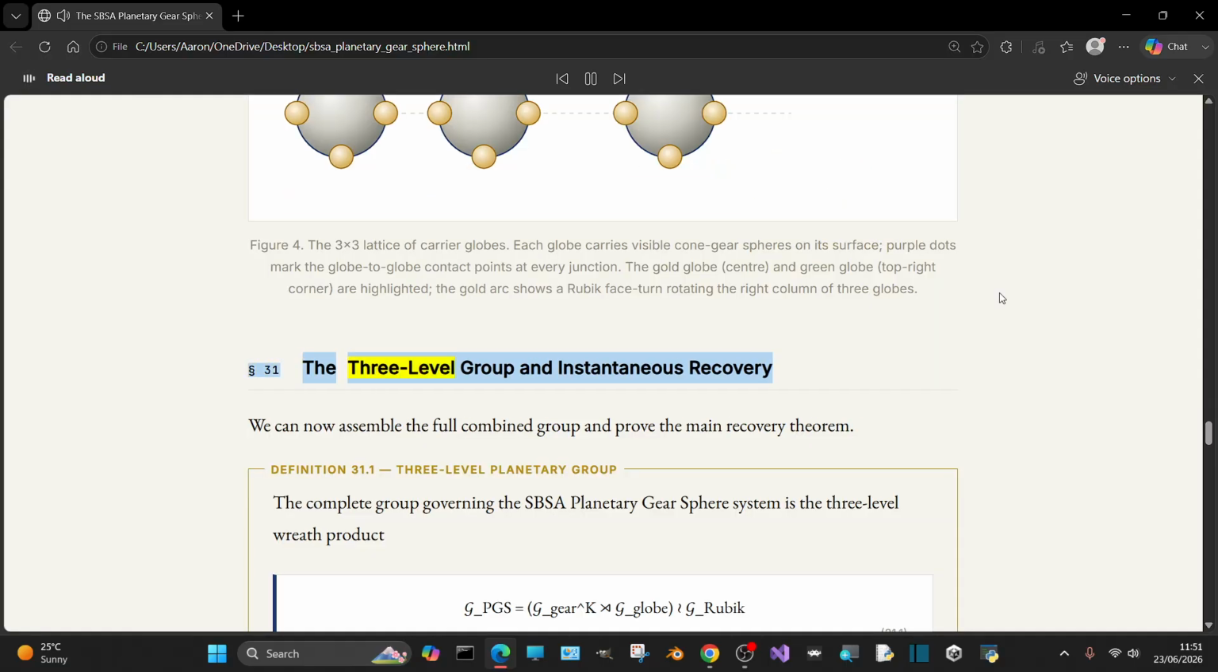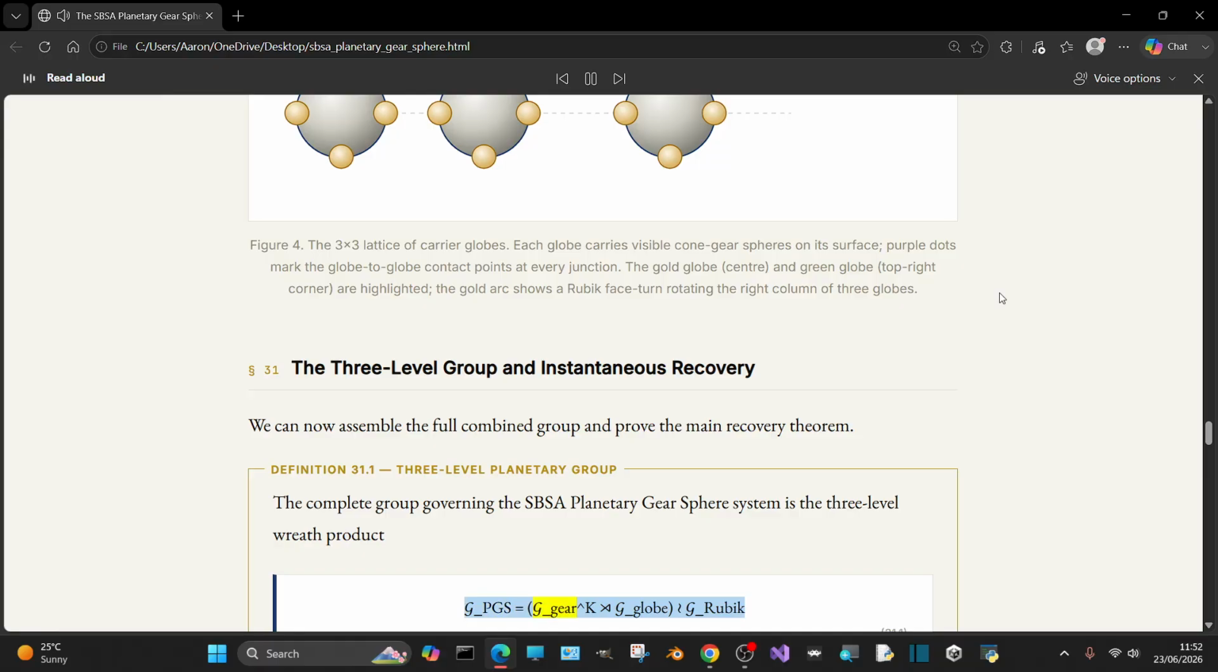Section 31, The 3-level group, an instantaneous recovery. We can now assemble the full combined group, and prove the main recovery theorem. Definition 31.1, 3-level planetary group. The complete group governing the SBSA Planetary geosphere system is the three-level wreath product.